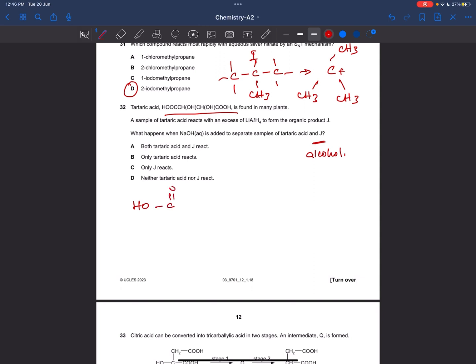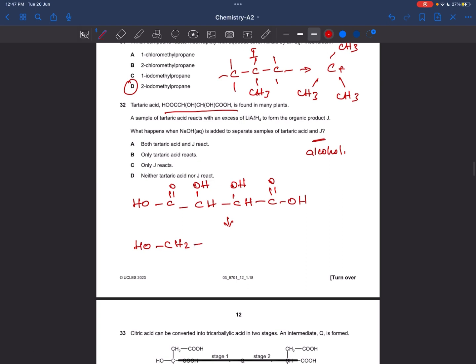HO-C double bond O, this is CHOH, this is CHOH again, and this is C double bond OH. So basically this is what they asked me to make, the tartaric acid, right? Now, when you react this with LiAlH4, obviously you will get an alcohol. What actually forms is HO, here you get CH2, because this gets removed, then again CH, here OH, CHOH, here CH2 forms and this becomes OH. So this is telling us that this is an alcohol. So this thing is J and this thing is acid.